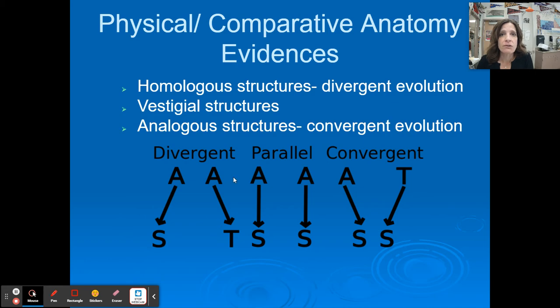Okay, so physical and comparative anatomy evidences. So homologous structures is what divergent evolution gives us, where you have a common ancestor and then those characteristics change over time but have a similar structure. Vestigial structures are the structures that don't have any use anymore and have gotten smaller, and we'll talk about those. And analogous structures show convergent evolution. So I would just draw on your paper what divergent looks like and what convergent looks like.